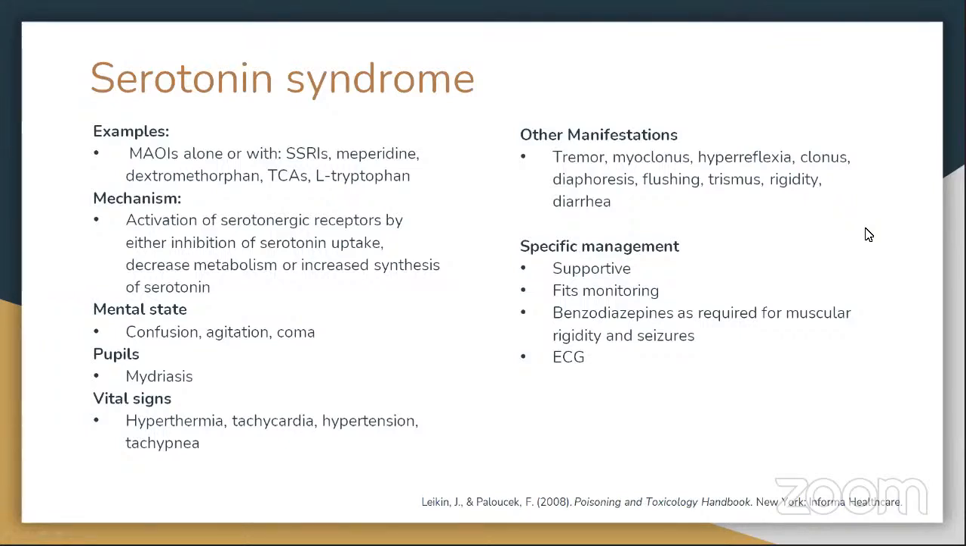The mental state would be confused, agitated, or in a coma. Pupils are dilated, they're usually hypothermic, tachycardic, hypertensive, tachypneic. They might have tremor, myoclonus, hyperreflexia. The management with this is always supportive.